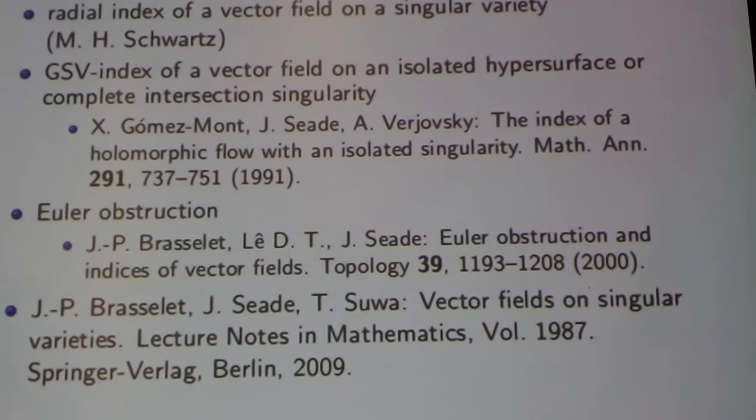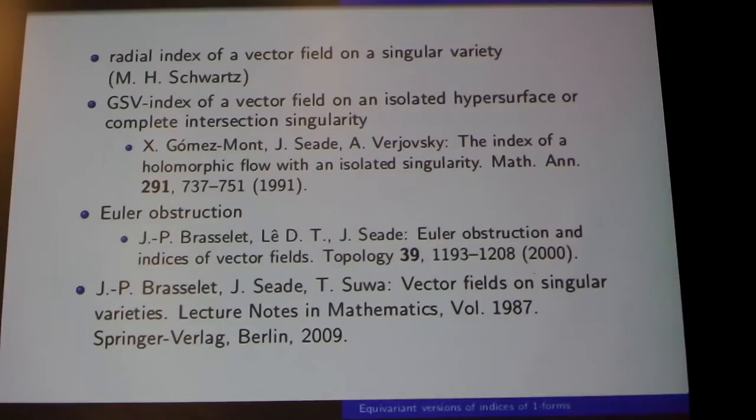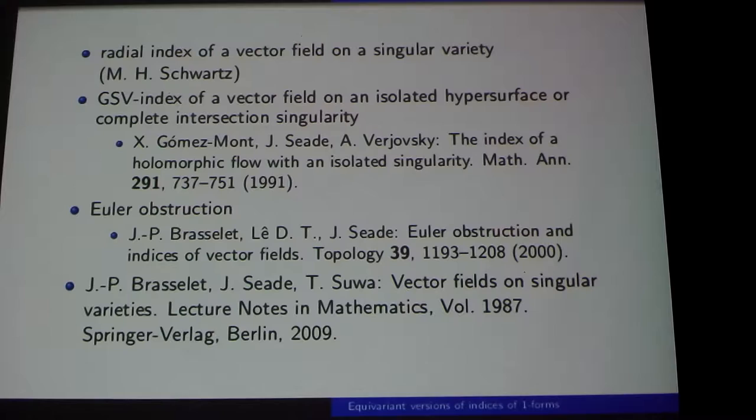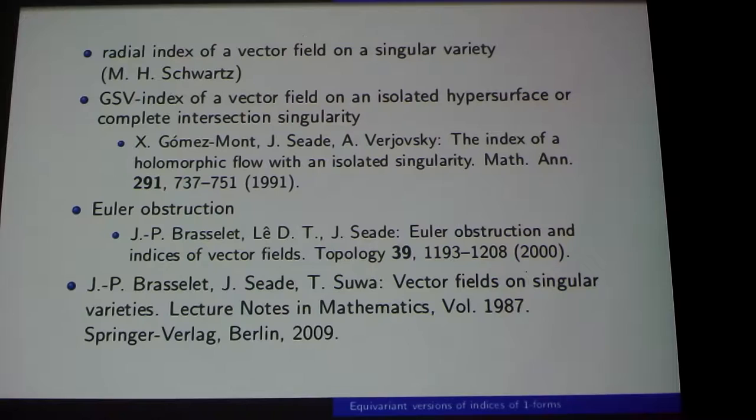So my talk is related to another part of the classical work of Pepe, namely to indices of vector fields. Let me first briefly recall the existing notions of indices of vector fields. There's first the notion of radial index of a vector field on a singular variety, which goes back to Marais and then Schwarz. And then in this very important paper, Thomas, Seade and Verhofsky introduced another type of index of a vector field on an isolated hypersurface singularity, and later Ebe and Suva generalized it to complete intersection singularity. And this is nowadays called the GSV index.